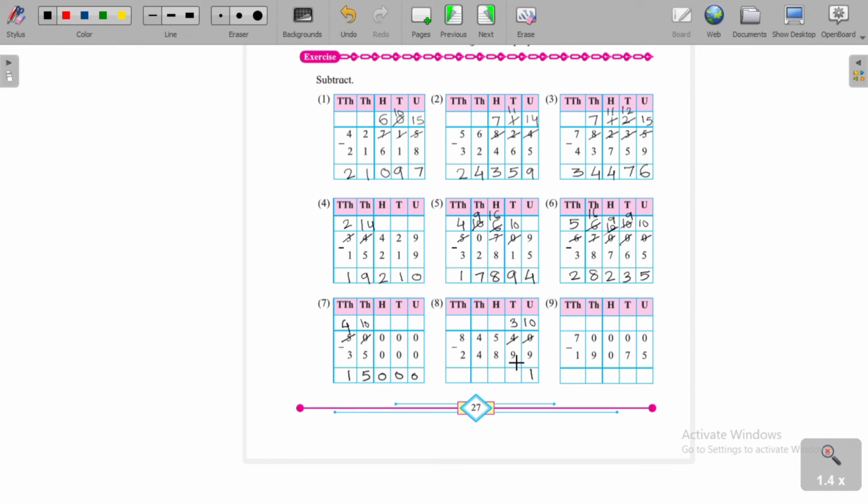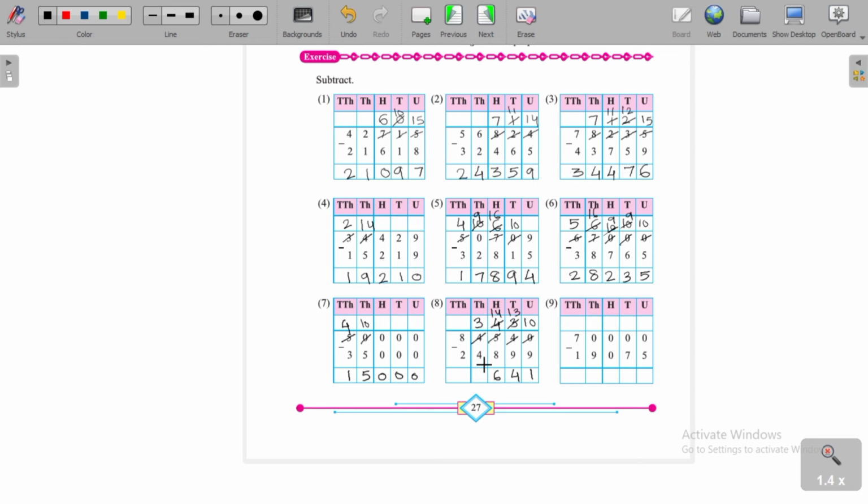3 minus 9. 9 is a bigger number. So we cannot subtract 9 from 3. We are going to borrow from 5. When you borrow from 500, 400 remain here. And these 3 tens and 10 tens what you borrowed from hundreds together they make 13 tens. So 13 minus 9 is 4. 4 minus 8. We cannot subtract 8 from 4. So we're going to borrow from 4,000. So when you borrow from 4,000, 3,000 remain here. We are borrowing 10 hundreds. So those 10 hundreds and these 400 together they make 14 hundreds. 10 plus 4 is 14. Now 14 minus 8 is 6.